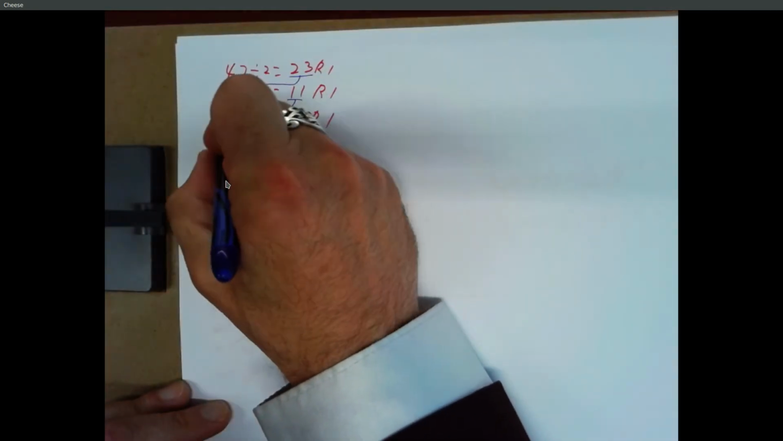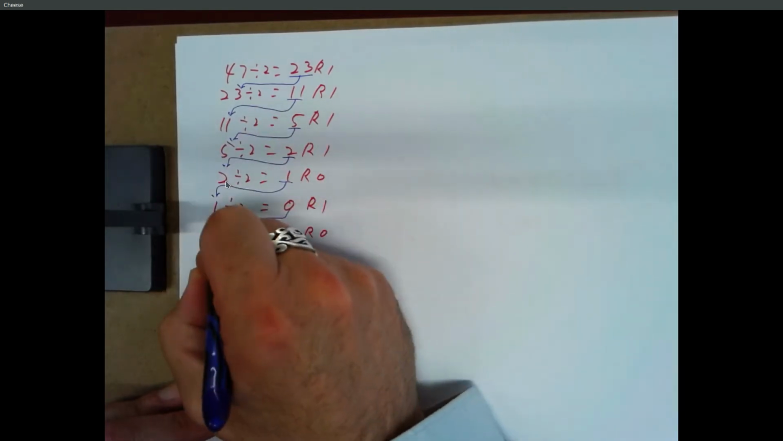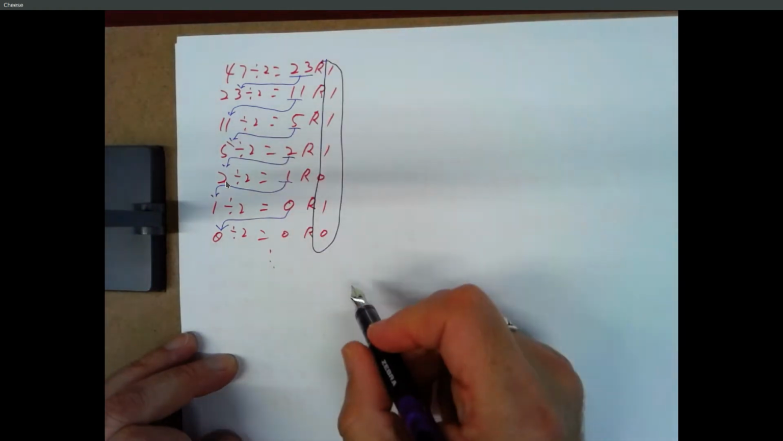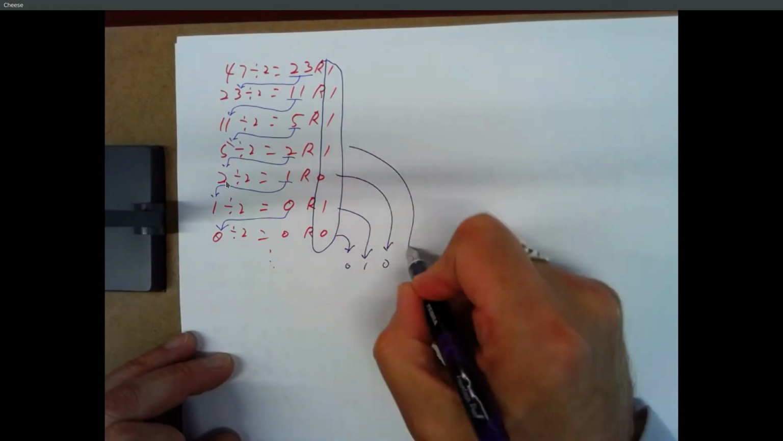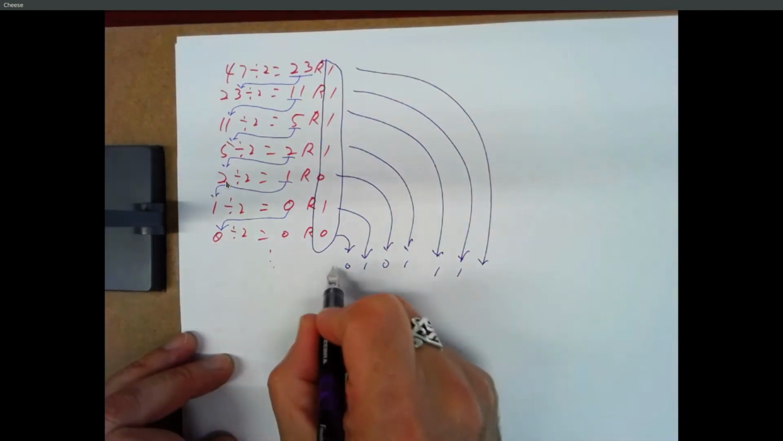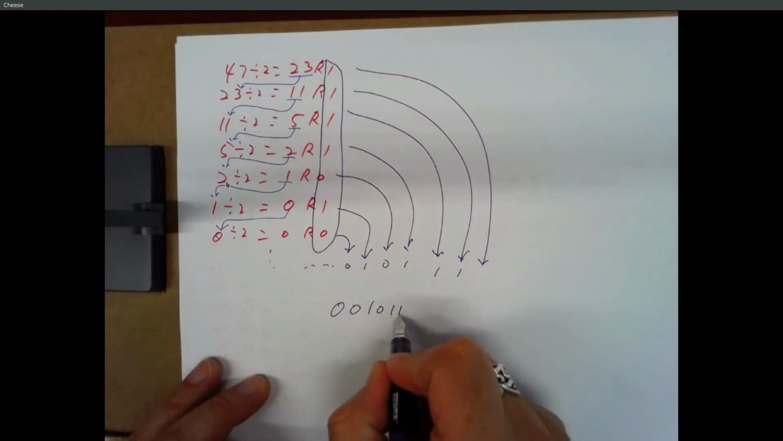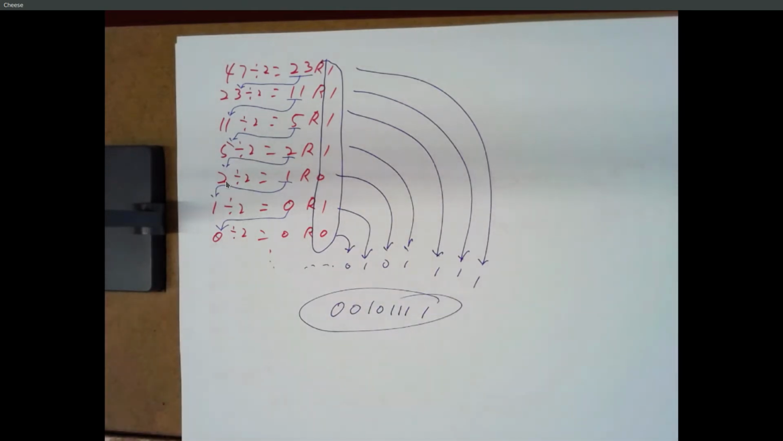And remember, it's this number which moves down to the next line. And then it's these remainders that give you your final answer. And so it's 0, 1, 0, 1, 1, 1, 1. And if you need 8 bits, you've got to add an extra 0 into the front. So there's an 8-bit representation of 47.